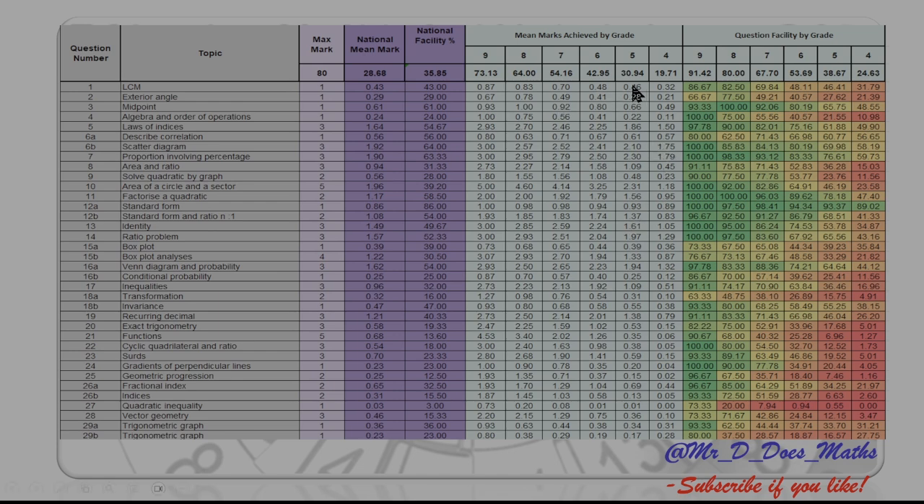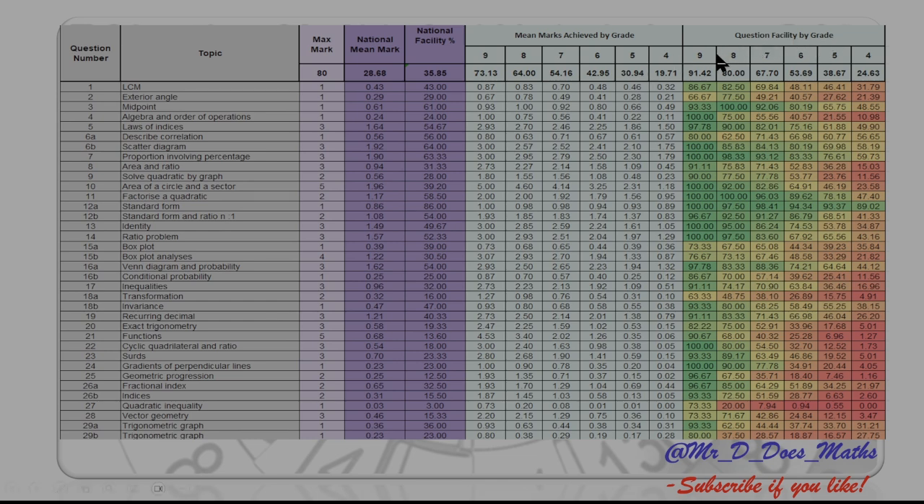When I was looking at this, it's quite nice because it gives you the mean mark achieved by grade. So all of the students that achieved a grade 9 got on average 73.13. So you need about 74 marks to be hitting that grade 9, 64 for an 8, 54 for a 7, and so on. The other thing that's quite interesting about this is the question facility by grade.